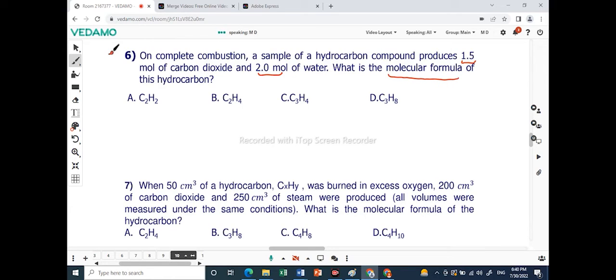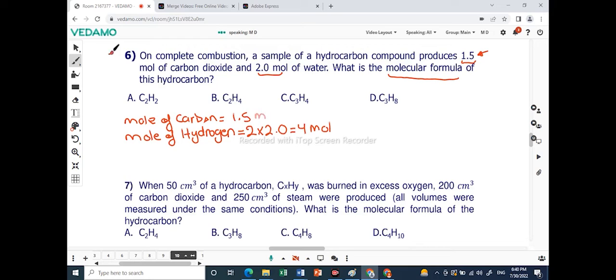Since you have the mole number of carbon dioxide, it is already given. So I'm going now to start with the mole of carbon directly. I know that the mole of carbon is the same as the mole of carbon dioxide. Why is that? Since I have the same number of carbons. So it is 1.5. What about the mole of hydrogens? Since I have 2 hydrogens inside the water molecule, I'm going to take 2 and multiply it by 2, and your final answer is 4 mole.